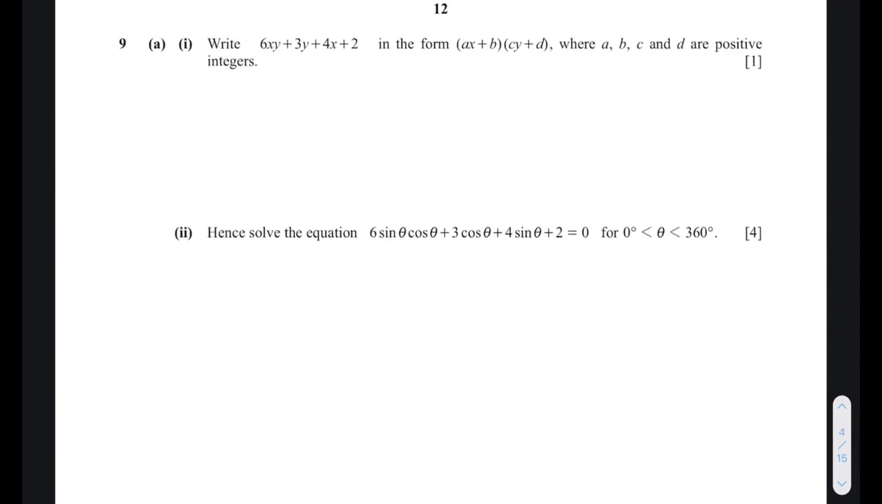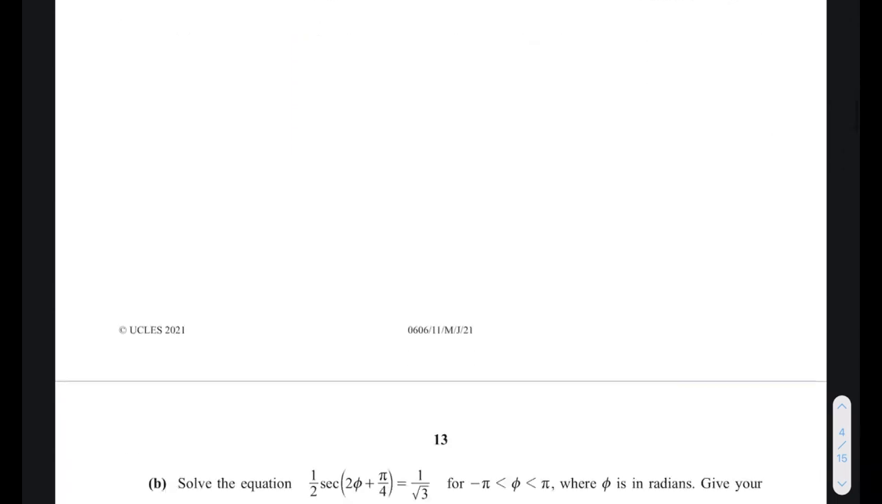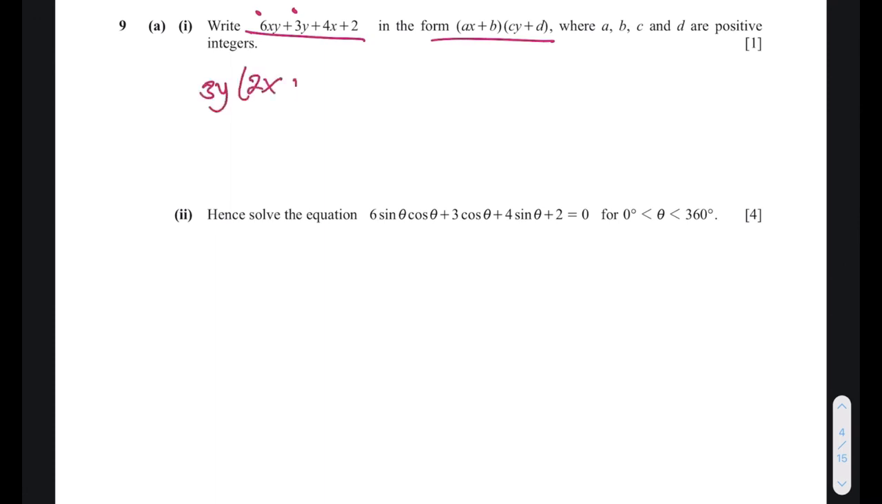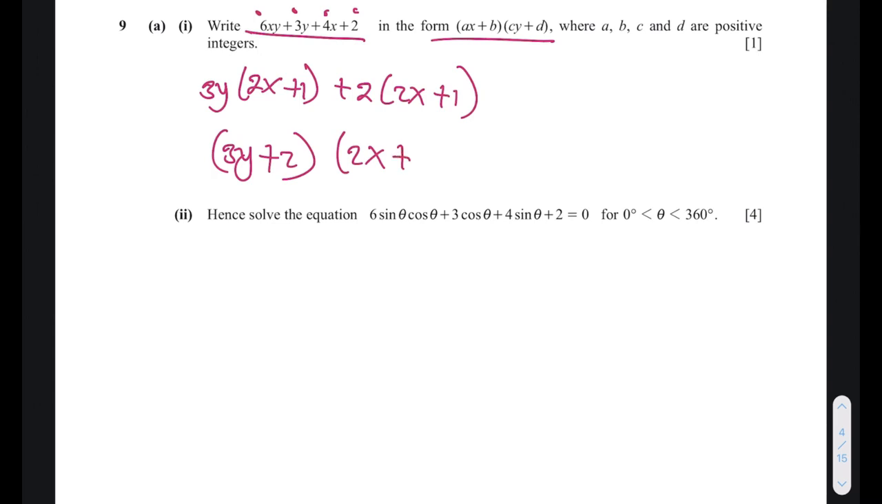Question number 9. Now this question is from paper 1 May June 2021. It says that first we should factorize this, write this in this form. Cool, right? So if we take the first 2, we can factor out 3y, and then we have 2x plus 1. And then we take this and that, we can factor out 2, right? So we have 2x plus 1. So our final answer is 3y plus 2, and then 2x plus 1. This is really easy.